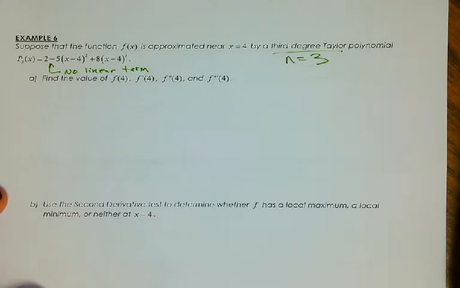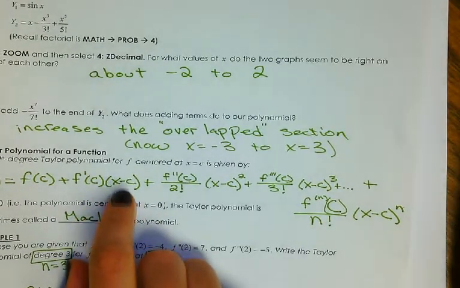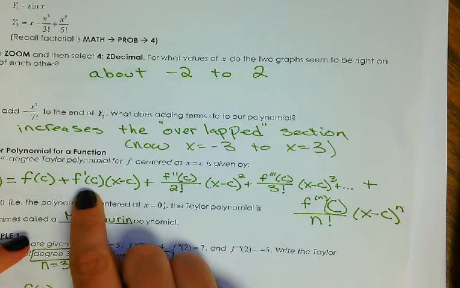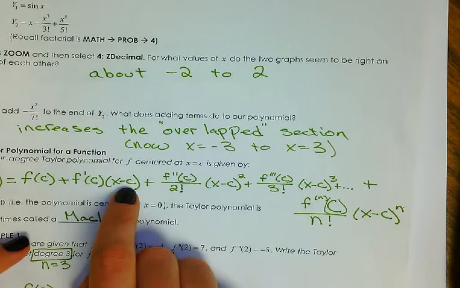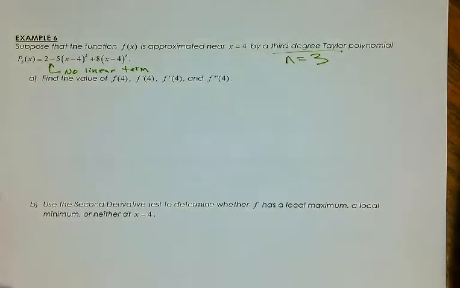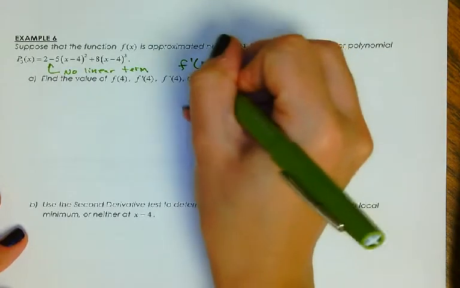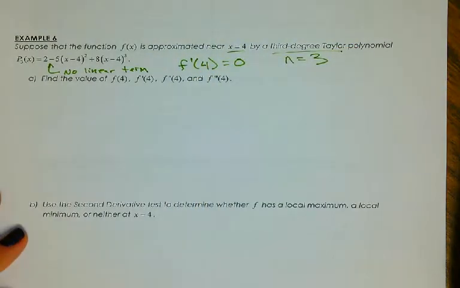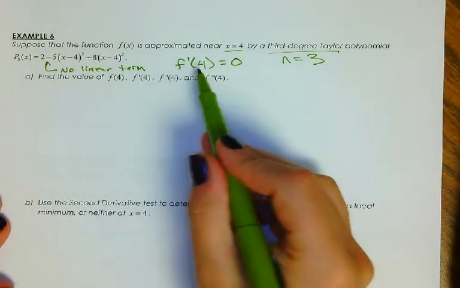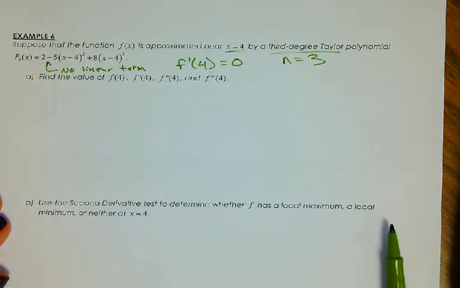So that's going to give us a valuable piece of information. If you go back to page 1, if this term here is no longer there, what does that tell you about the derivative at that point? Well, the only way this would go away is if this piece was 0. So since I'm missing that linear term, the derivative at 4 must be 0. And that gives us other important information as well, because if the first derivative is 0, there must be a critical value at x equals 4.